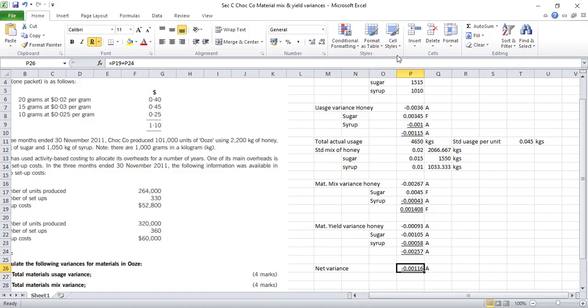This was material mix and usage variance. Any question related to these workings?